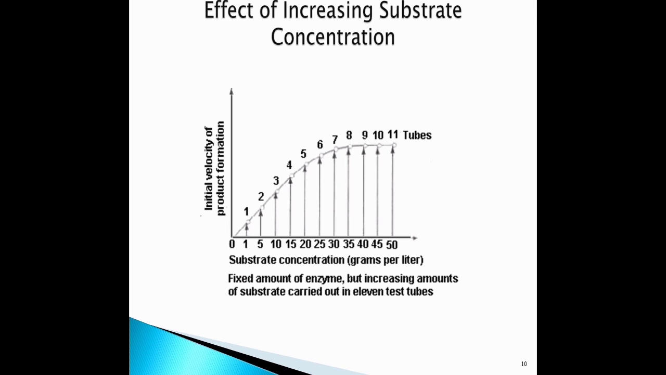Effect of increasing substrate concentration. Initial velocity of the product. Substrate concentration in grams per liter. Fixed amount of enzyme but increasing amount of substrate, carried out in 11 test tubes.